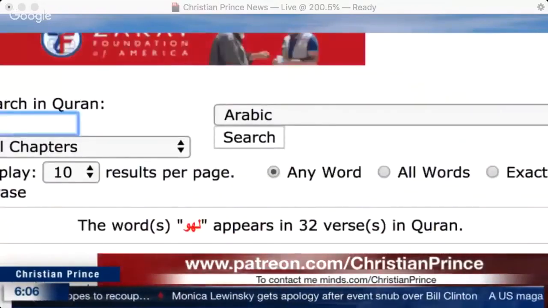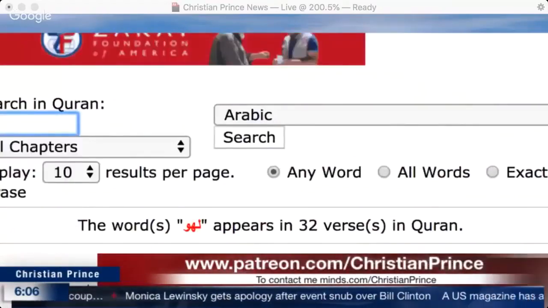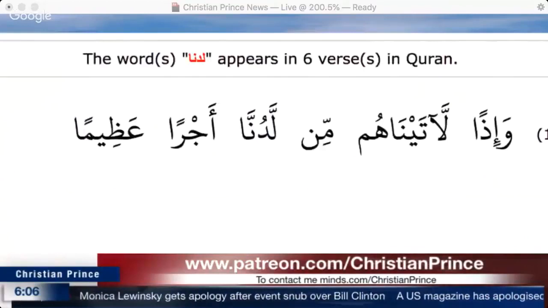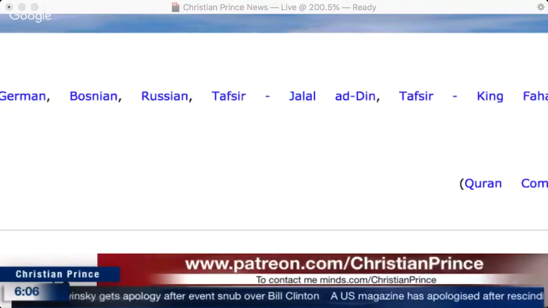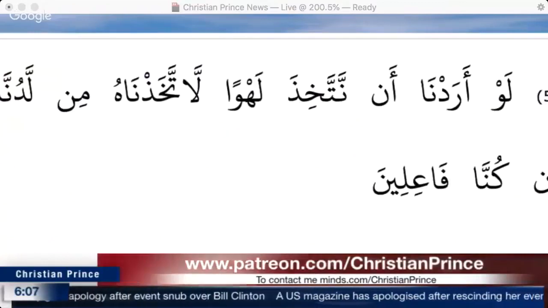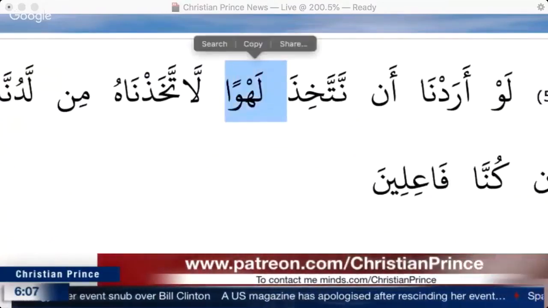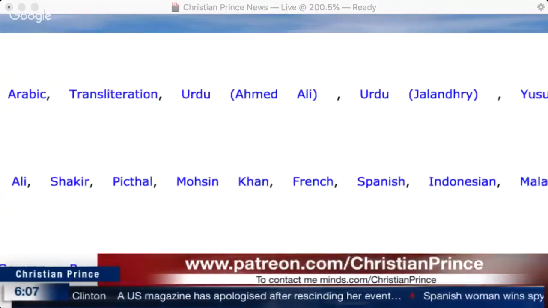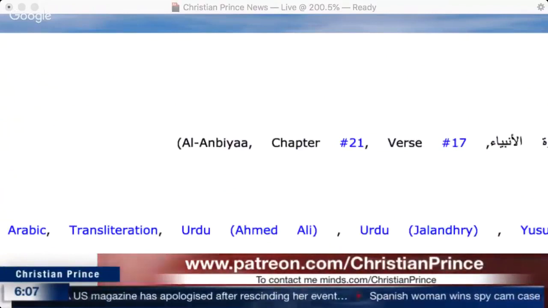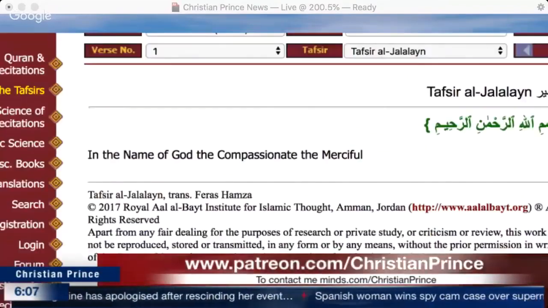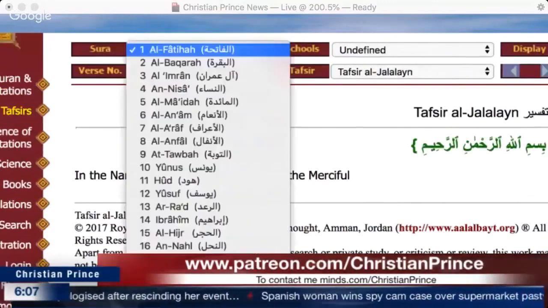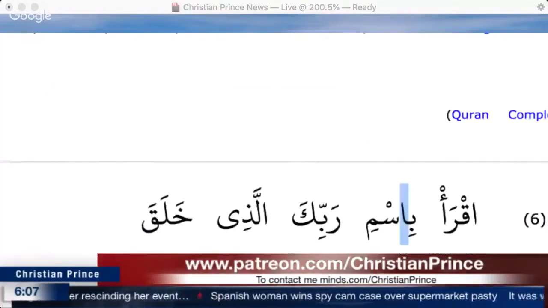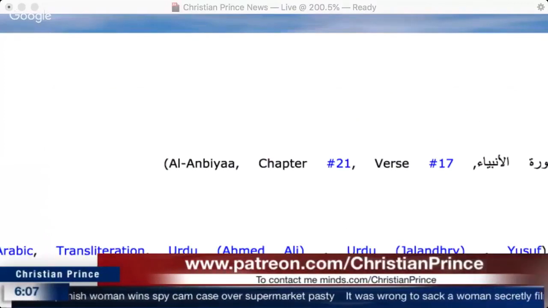If we go in the Quran here, لو أردنا أن نتخذ لهوا اتخذناه من لدنا. If we want to take fun, we will take it from our kind. If we go to the interpretation, we find that Allah is saying that if you want to take women for sex, to have a child from her, then we will take it from the virgins, the black-eyed houri, and the angels. Chapter 21, verse number 17.